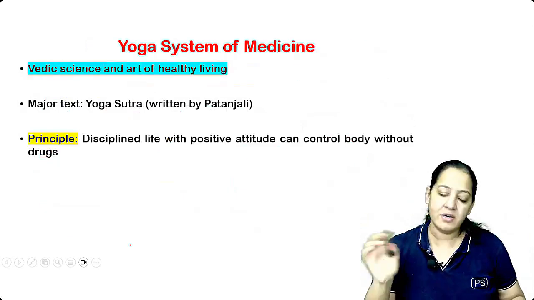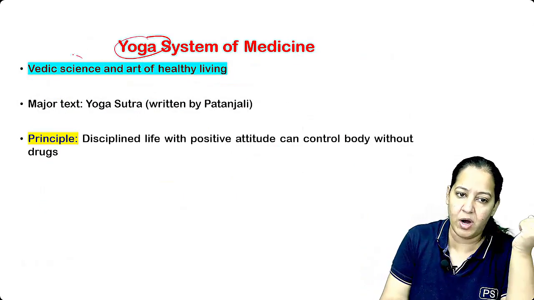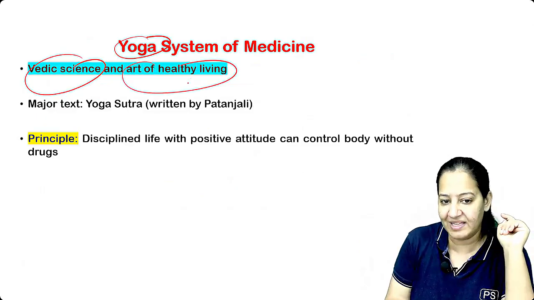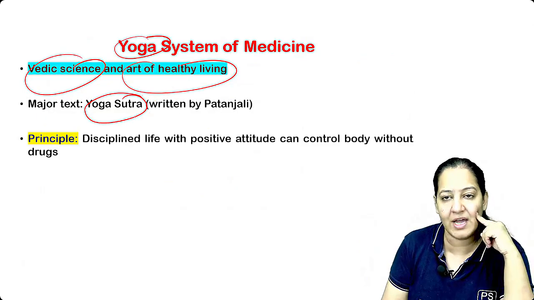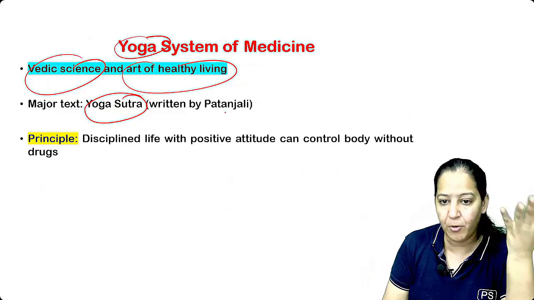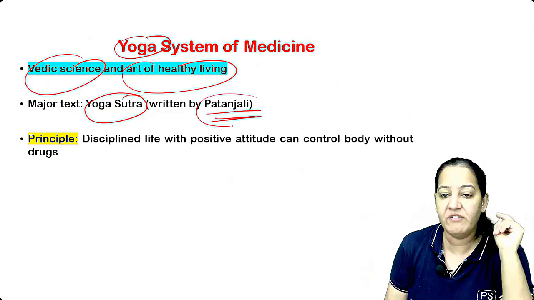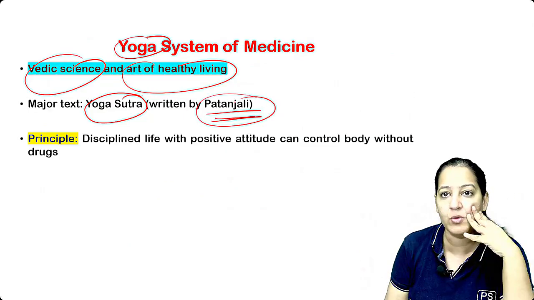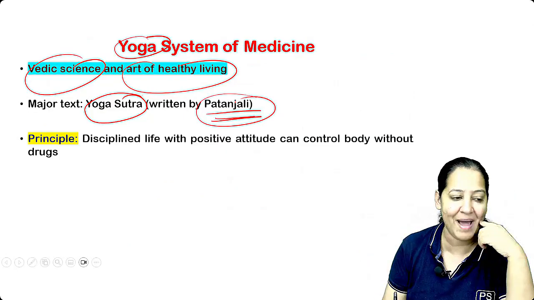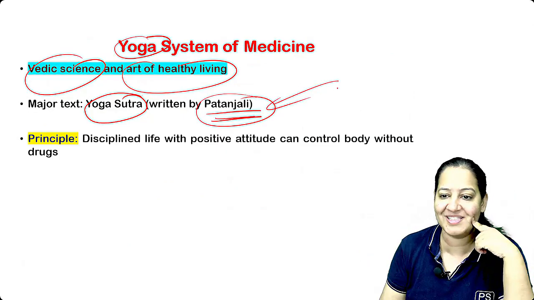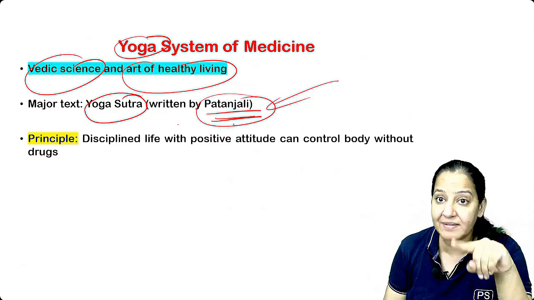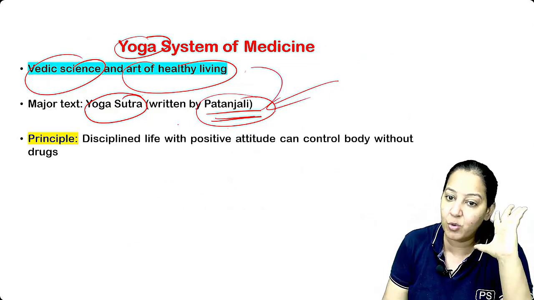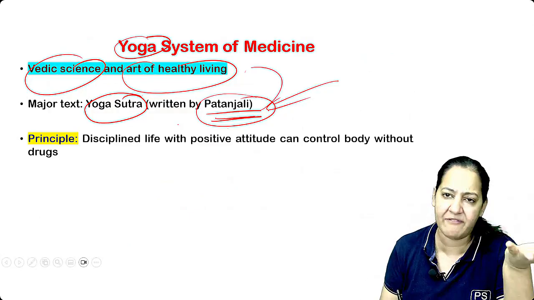Just learn. The third is yoga. Everyone knows yoga. It's Vedic science and the art of healthy living. The major text is the Yoga Shastra, a book written by Patanjali. We know in India, Patanjali is a brand name. You know the man who's doing yoga in India. Patanjali is the brand there. The word Patanjali is taken from here. It's a book written by Patanjali. Patanjali is the main person who has introduced yoga in India and everywhere, I guess.